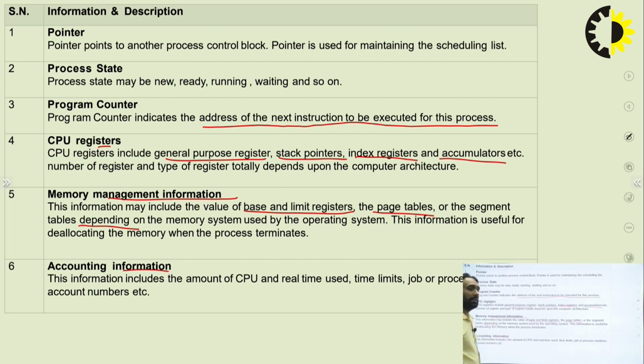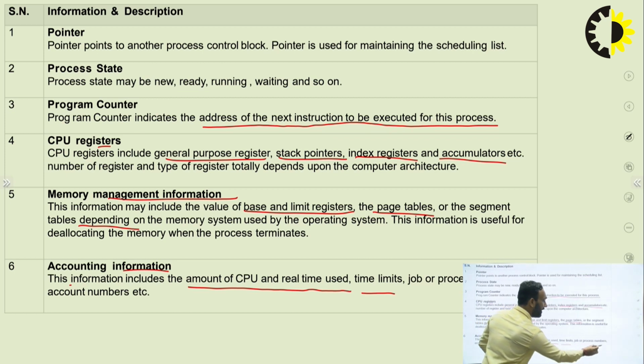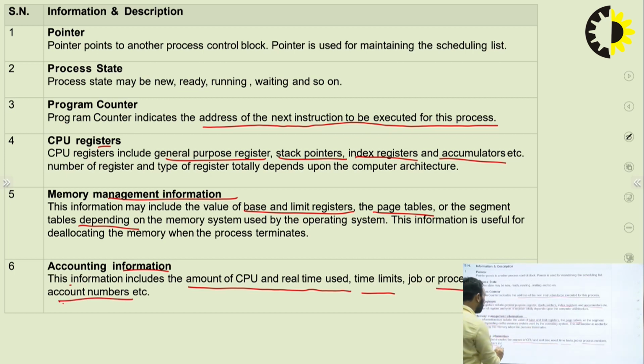Accounting information: how much the OS is used in real time and all their usage is kept in a PCB. This information includes the amount of CPU and real time used, time limit, job and process number, account number, etc. So, accounting information contains the usage of CPU in terms of real time, what time is assigned to a process, time limitation, job and process number and account number, etc.